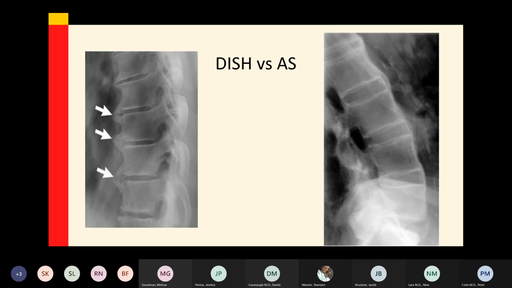rods. Just a quick note on DISH and ankylosing spondylitis. This patient on the left is a sort of classic image of DISH with these flowing wax type anterior osteophytes, whereas ankylosing spondylitis is more of this bamboo spine with ossification of the discs.